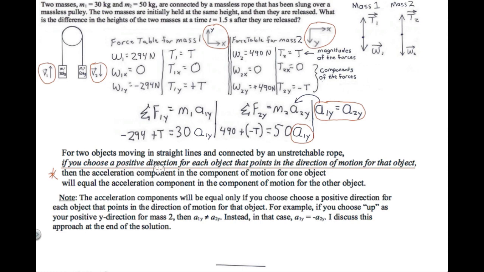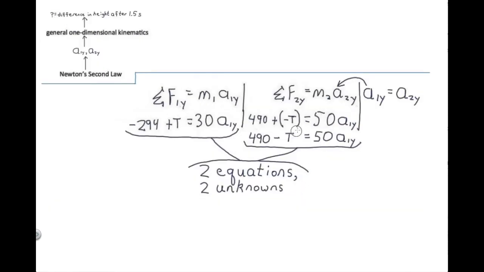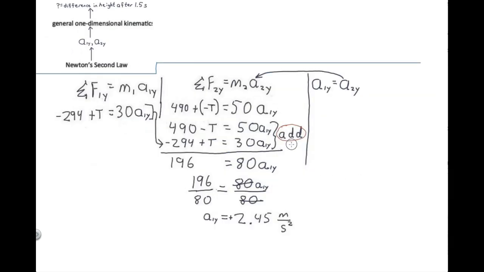Because we chose a positive direction for each object that points in the direction of motion for that object, we could use this rule to write the equation a sub 1y equals a sub 2y. And then we could use this equation to substitute a1y in for a2y in this equation. But if you choose up as the positive y direction for both objects, then a sub 1y will not equal a sub 2y. We obtained a system of two equations in two unknowns. For the particular equations that we obtained, the most convenient way to solve the system of equations was the addition method.